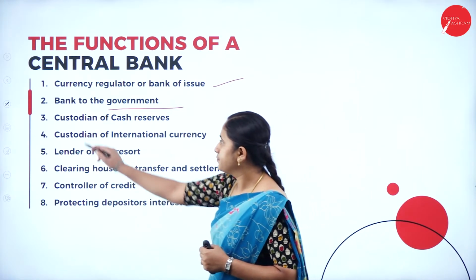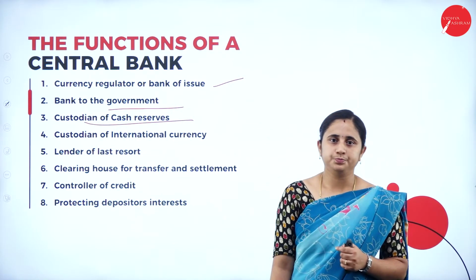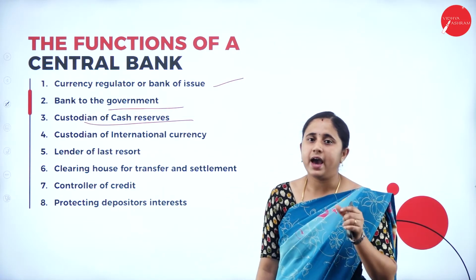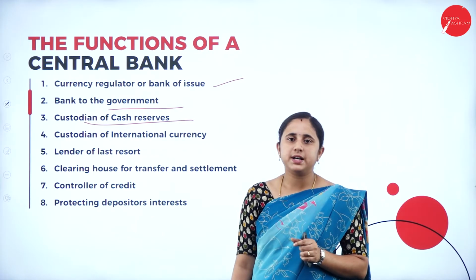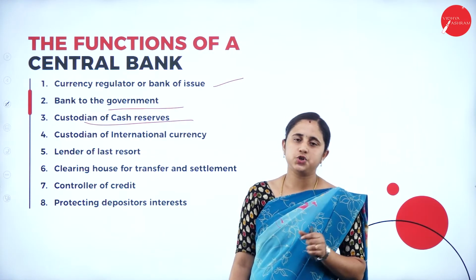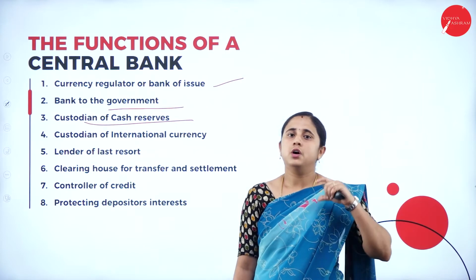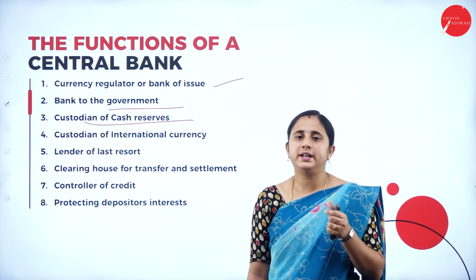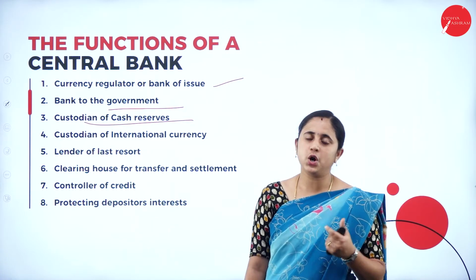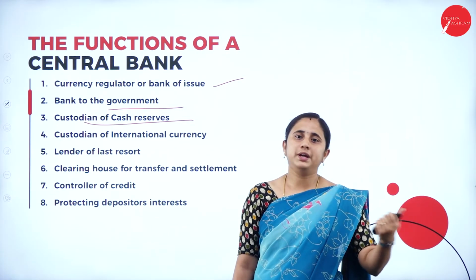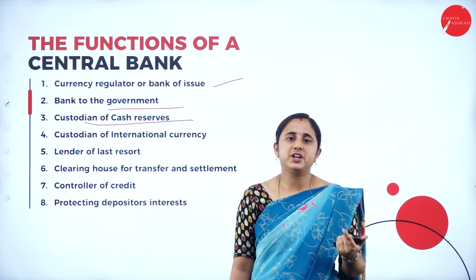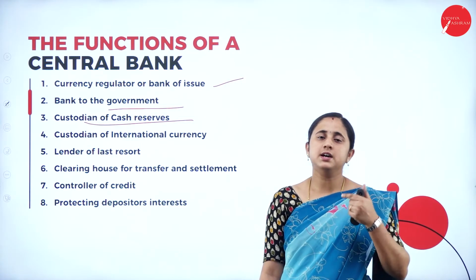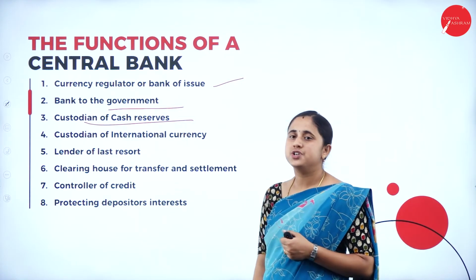So next one, custodian of cash reserve. All the commercial banks have to maintain a fixed percentage of cash reserve ratio with the RBI. From the total deposits, you need to maintain a fixed percentage as cash reserve ratio with the RBI in order to meet uncertainty and financial shortage in future. So the RBI, the central bank, is a custodian for this cash reserve.